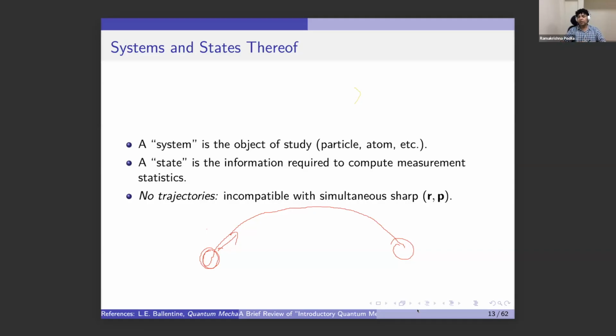So here in quantum mechanics, we don't talk about trajectories, because we are not talking about the state of an individual particle. The state here is not momentum and position like in classical mechanics. The state here is referring to ensemble measurements. So that is something to be noted: there are no trajectories here.